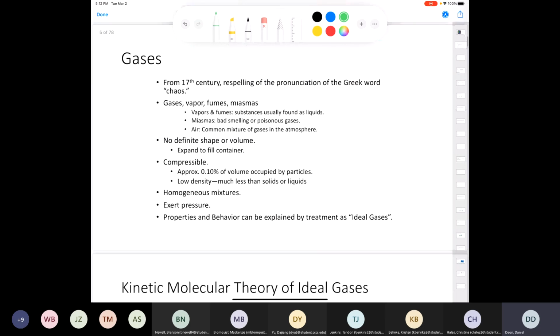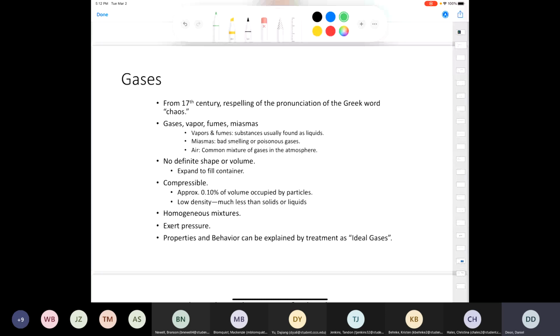A little bit of history about gases, and Mr. Dion certainly isn't a chemistry historian or anything, but if you ever wondered where the word gases comes from, I'm never going to ask you about this, but it's related to the spelling or pronunciation of the Greek word for chaos. Because the particles of a gas are randomly dispersed, they can move freely. Sometimes they're called vapors, fumes, miasmas. Miasmas is generally used for things that smell bad. It's kind of a historical word that we don't use as much. What else? Air, again, is a common mixture of gases.